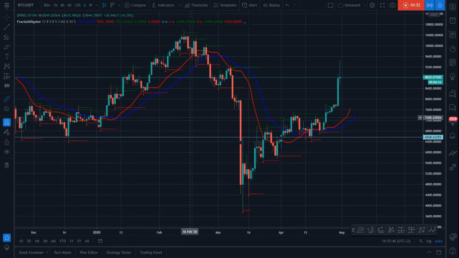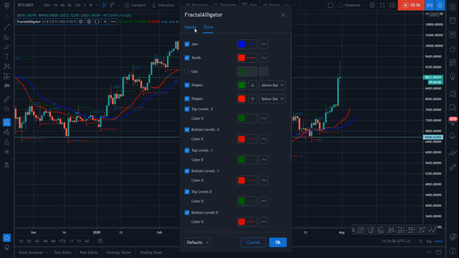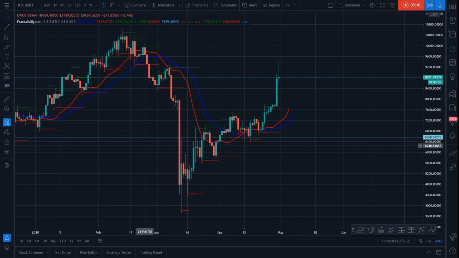This strategy is great for trending markets, not great for choppy markets like this. So you can also use this indicator and try other settings, and that's how I use the fractal breakout strategy.